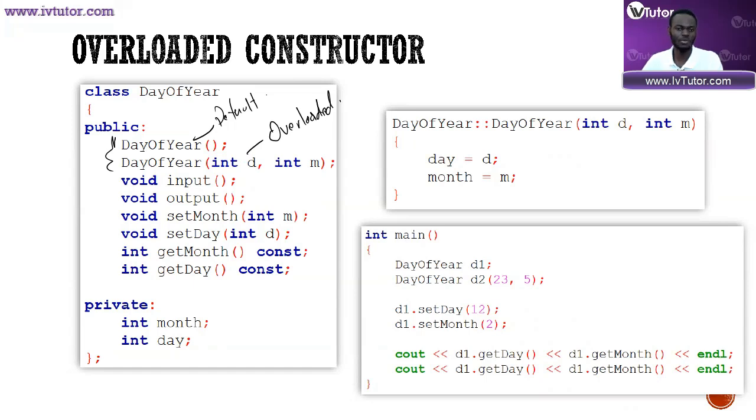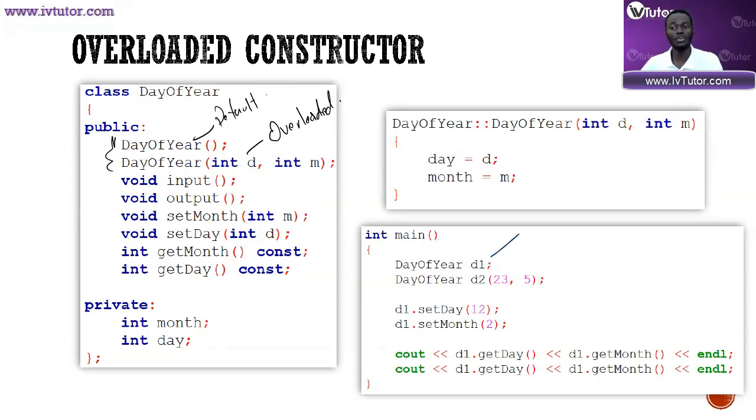So in this case, we are saying, let's have another constructor which allows the user to set the day and month when making variables of type day of year. We're going to take the day and set it as the day, and the M and set that as the month. Which means, when we're making variables of type day of year, you have two options. You can make a variable of type day of year and use the default constructor, and this is how it's done.